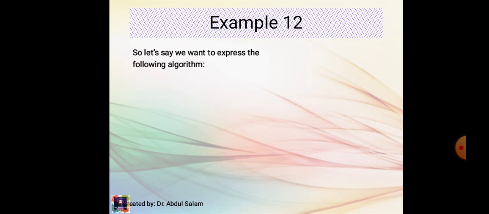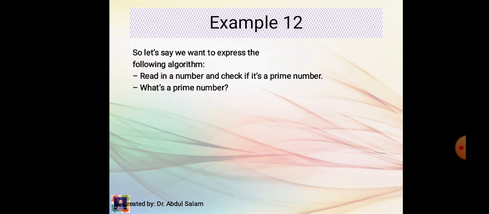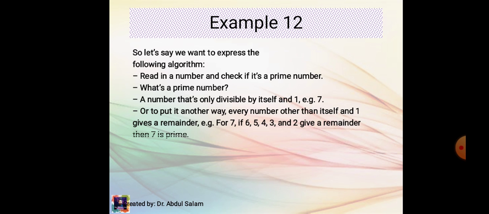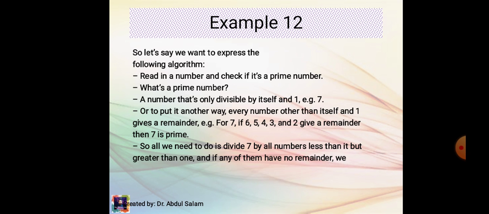The next example, let's say we want to express the following algorithm. Read in a number and check if it's a prime number. What's a prime number? A number that's only divisible by itself and 1. For example, 7. Or to put it another way, every number other than itself and 1 gives a remainder. For example, for 7, if 6, 5, 4, 3 and 2 give a remainder, then 7 is prime. So all we need to do is divide 7 by all numbers less than it but greater than 1, and if any of them have no remainder, we know it's not a prime number.